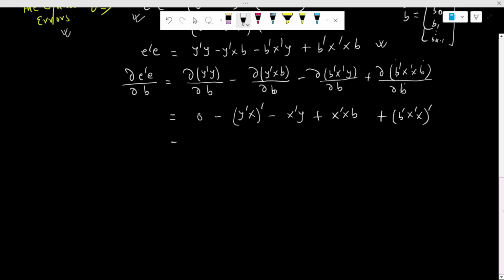And if we solve it, this is equal to minus, here we are going to apply (AB) transpose equals B transpose A transpose, so the transpose of the transpose is the variable itself, or the vector itself. So we have X transpose Y minus X transpose Y plus X transpose X beta plus, and let us apply this rule to the transpose of the multiplication of the matrix.